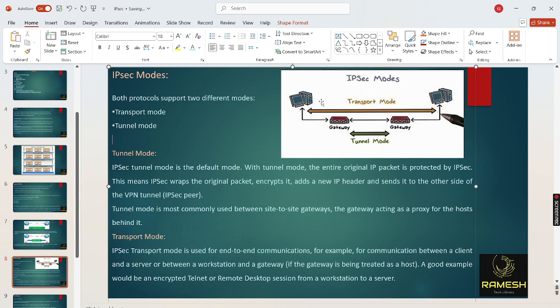For communication between the endpoints, we can use transparent mode, but transparent mode is not as secure as tunnel mode. In tunnel mode the original IP header is encapsulated with the new IP header, whereas in transparent mode we don't add a new IP header, we encapsulate only the data.